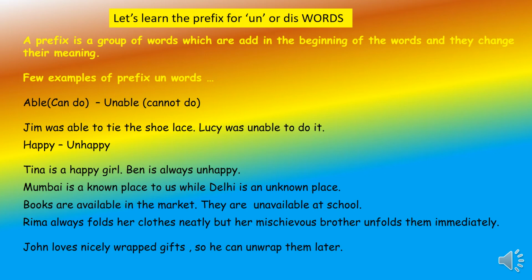Books are available in the market. They are unavailable at school. So again, the opposite of available is unavailable and we have added the prefix un. Rima always folds her clothes neatly, but her mischievous brother unfolds them immediately. Right? Do you also have a small brother or sister in your house who troubles you a little? Okay, so folds and unfolds. John loves nicely wrapped gifts, so he can unwrap them later. So, wrap and unwrap. So, kids, what have we learned now?